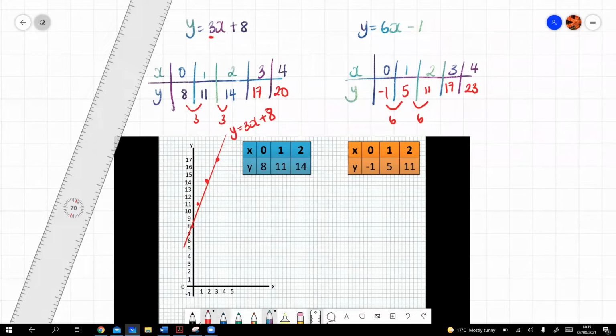Okay, next one, do it in a different color pen. I'm going to do it in blue. When x is 0, minus 1 is there. Next one, 1, 5. There. Next point, 2, 11. Try and follow this if I can.